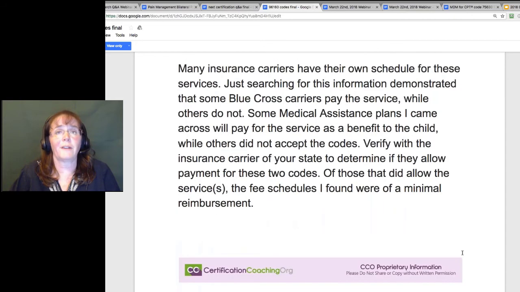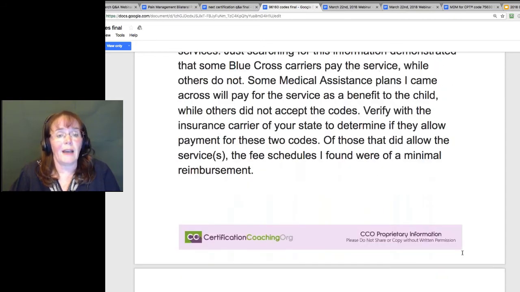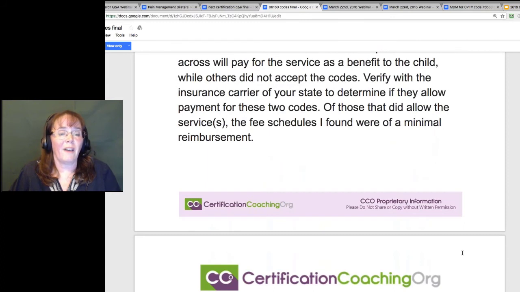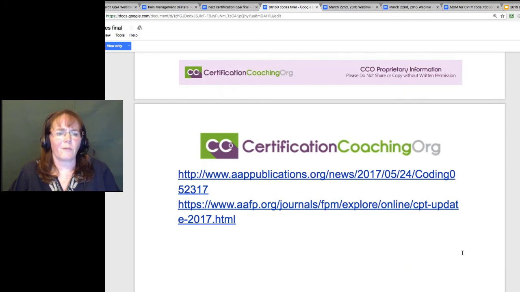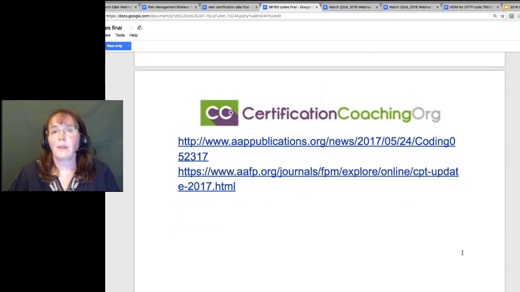So verify with the carriers in your state if they will allow it. And from what I found, the fee schedules are minimal. So hopefully your office isn't taking on too much of an expense with the nurse time or a screen of some kind, a tablet, because they're reimbursable at about $4.60, I think was the reimbursement rate I was finding for some. But again, that is dependent. So check with your insurance in your state, with your typical carriers, and see if this is a code that they're going to pay.